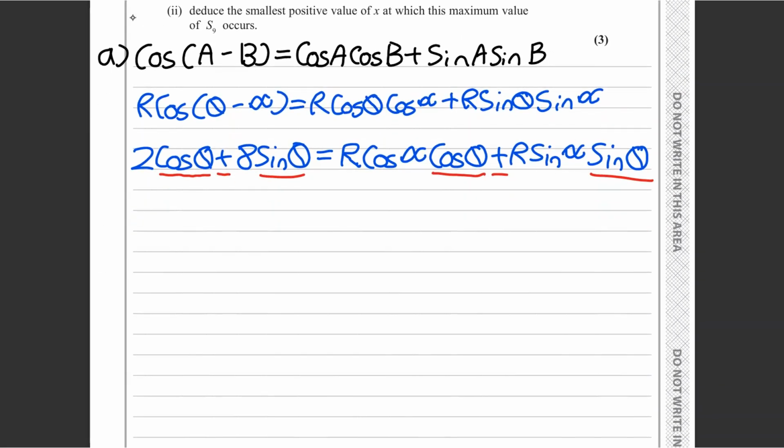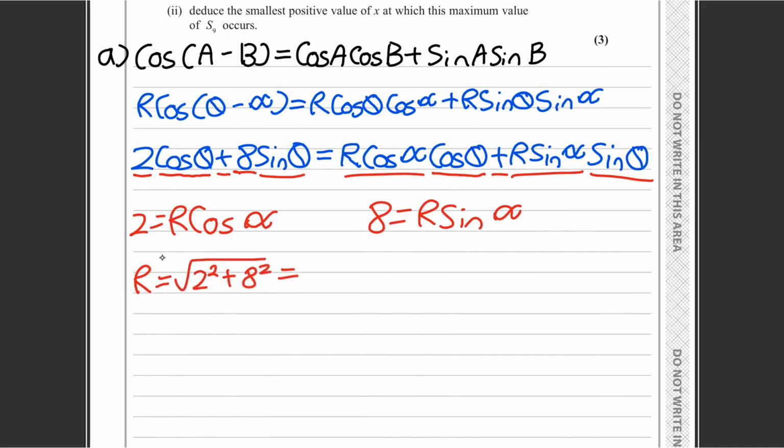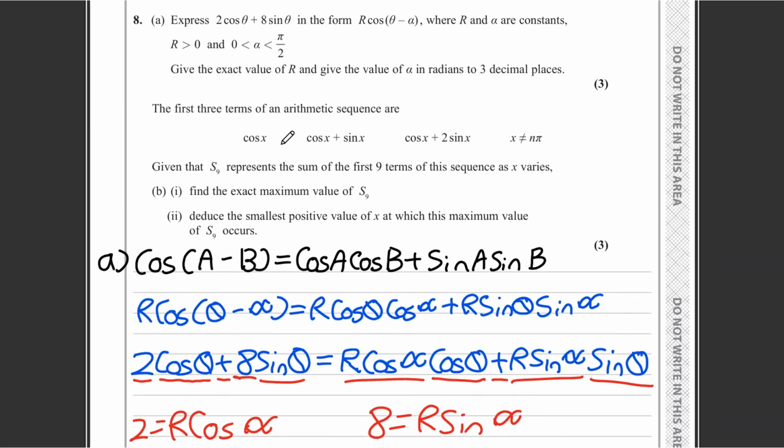So therefore here 2 is equal to r cos alpha, and 8 is equal to r sin alpha, and we can use this in order to find r and alpha. So remember, r is quite simple. r is just these two numbers squared added together and the square root of this, so r is equal to the square root of 2 squared plus 8 squared, which if you put this into your calculator is equal to 2 root 17.